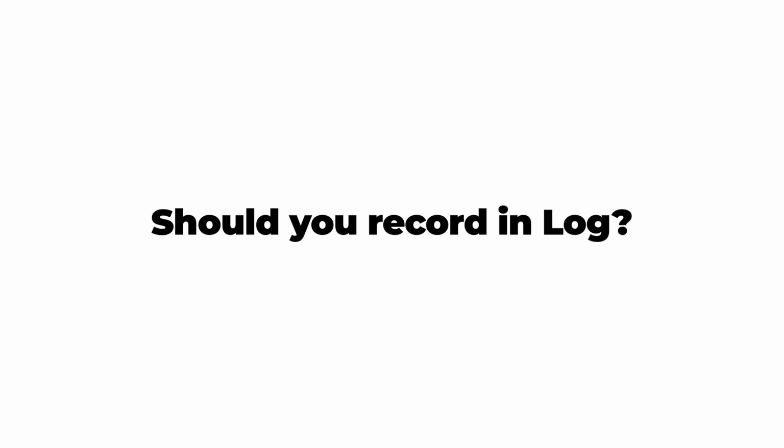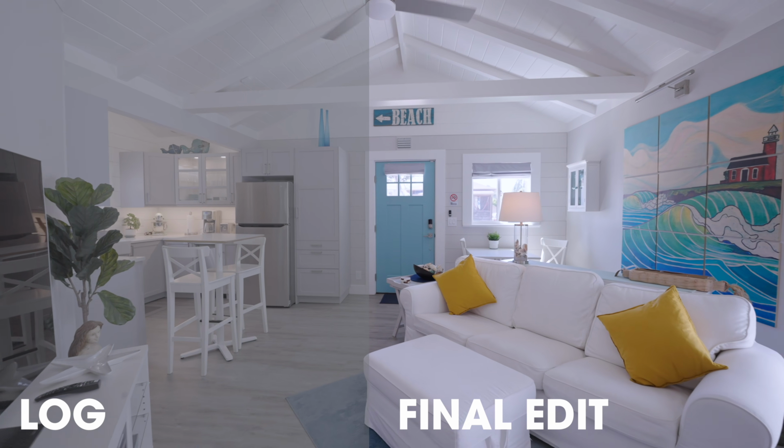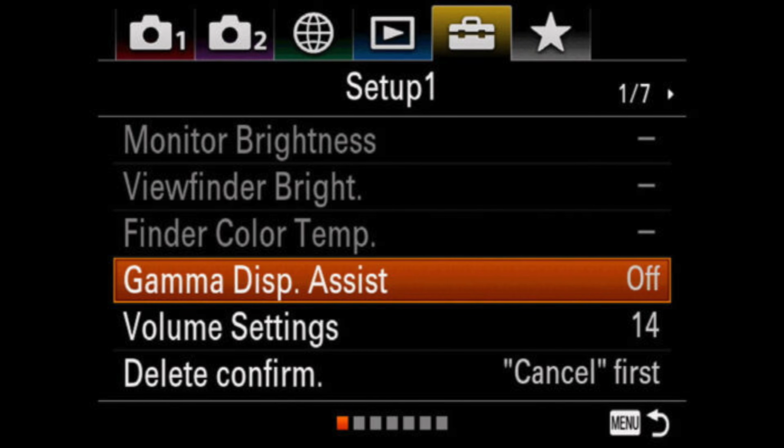All right, so last up is the picture profile. Should you record in log or not? If you're a beginner, I'd recommend starting with a standard picture profile and then working your way up to log. If you do shoot in log, just be sure that you've got the preview settings turned on to display the correct contrast. For Sony, this is called Gamma Display Assist, or you might want to load up some of your own preview LUTs so that you can see the correct image while you're shooting.